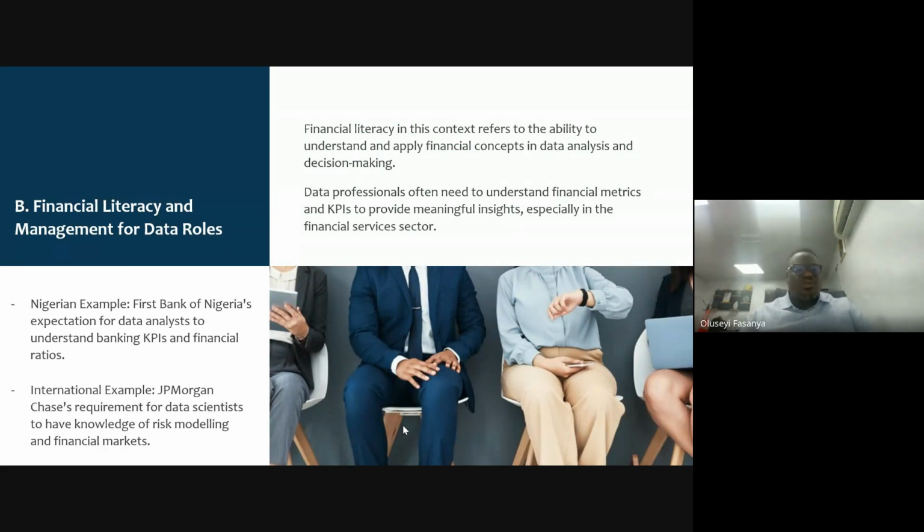On the international field, JP Morgan Chase, which is also a bank, requires data scientists to have knowledge of risk modeling and financial markets. Yeah, you understand. So it talks to the fact that you can't shy away from having some form of financial literacy, especially if you want to be successful as a data professional.